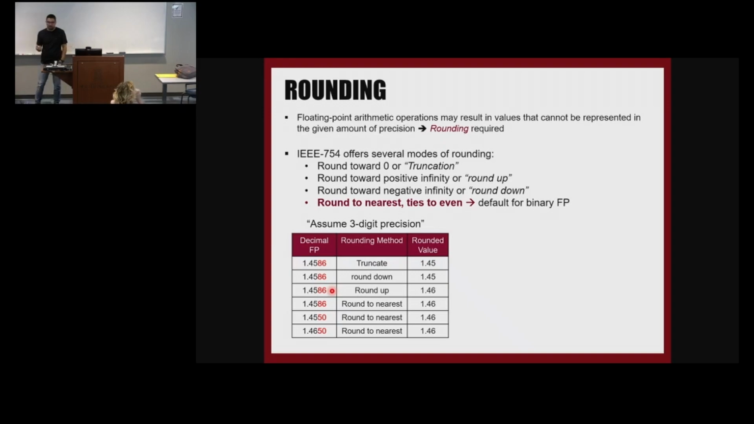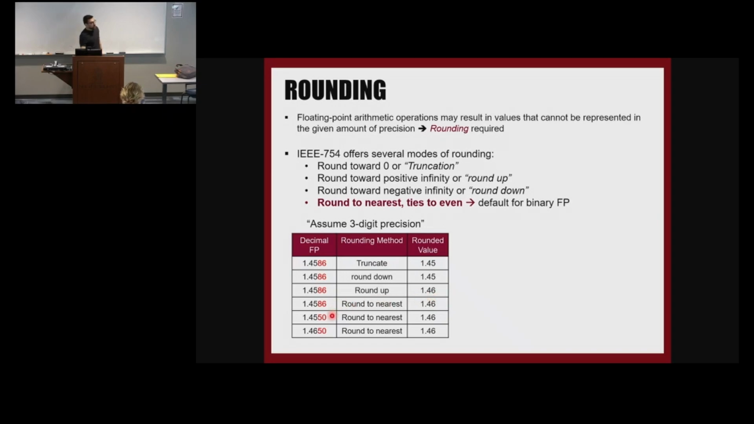In a negative number, it's a different case. If I had a negative number, imagine this is negative 1.4586, that would have changed to negative 1.46. Right? That becomes smaller. The positive case is that, but you always go toward negative infinity. In the positive case, round down and truncate look similar. Then we have round up, where we get this 86 here, but we just add 1 to the least significant digit that I have, and this becomes 1.46.